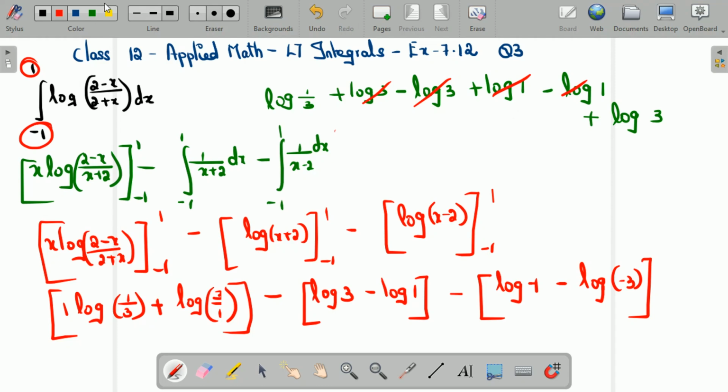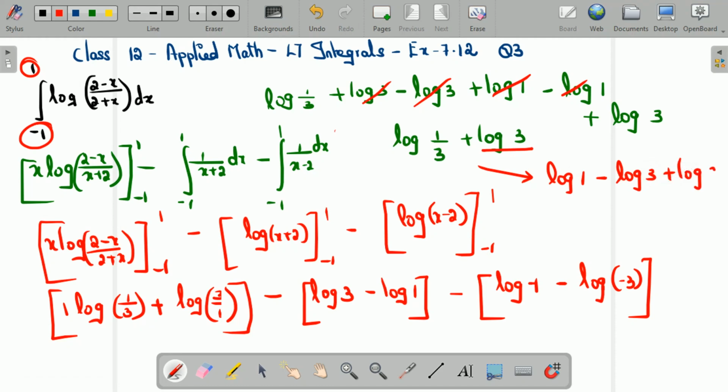So here this is going to be equal to log of 1 by 3 plus log of 3. Now you need to remember the property: log of a by b can be written as log a minus log b, and there is a log 3 here, so then plus log 3. So minus log 3 and plus log 3 we can cancel. Log 1 is the answer, but remember log 1 is equal to 0. So this entire integration's value is going to be equal to 0.